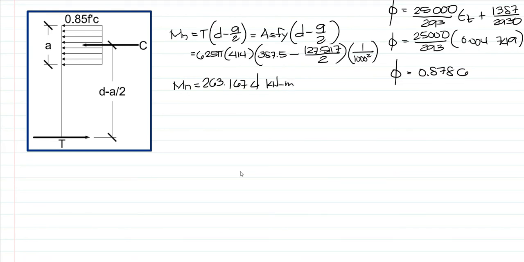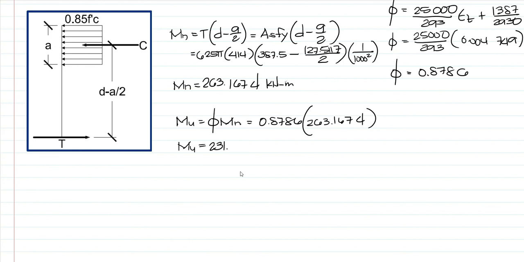Then, para na dun sa ultimate moment na hinahanap natin, so that is just the reduction factor times our value Mn. So, that will be 0.8786 times our Mn, 263.1674. So, that will be a value of Mu equivalent to 231.2189. So, this is in kilonewton meter. So, ito na ngayon yung hinahanap natin na ultimate moment of our beam.